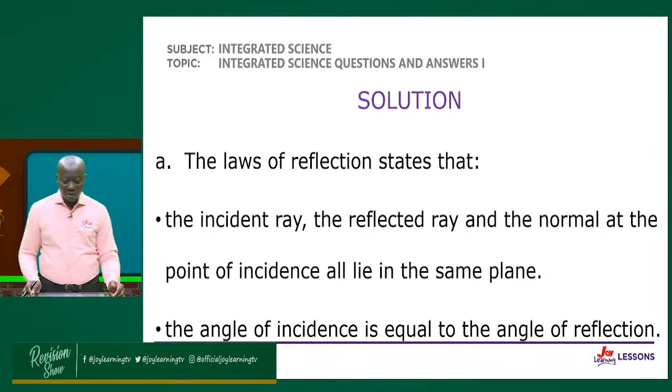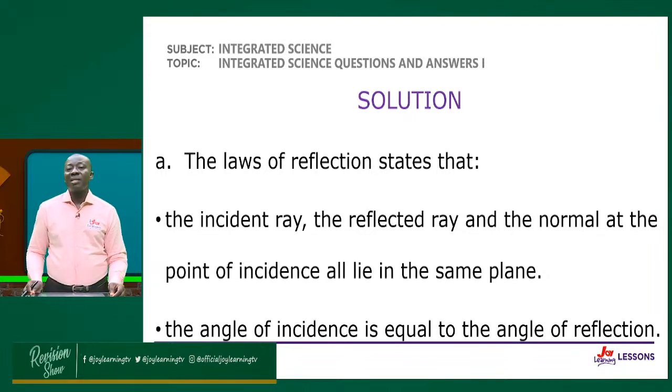So we say that the laws of reflection state that the incident ray, the reflected ray, and the normal at the point of incidence all lie in the same plane.